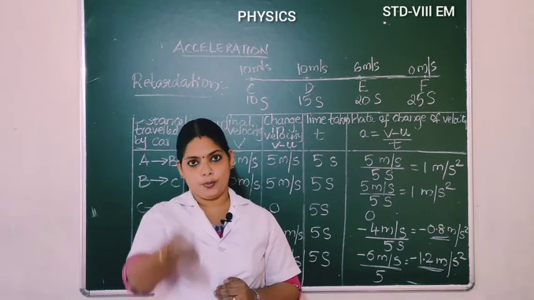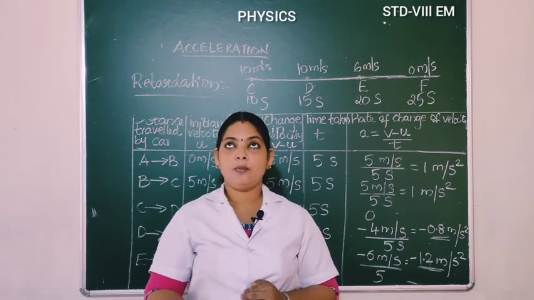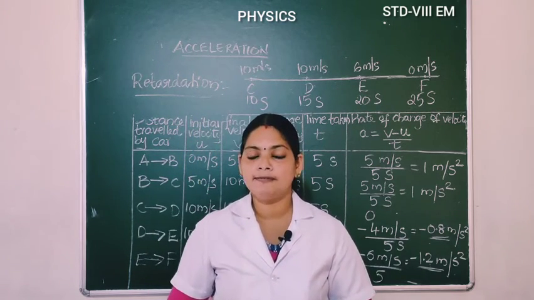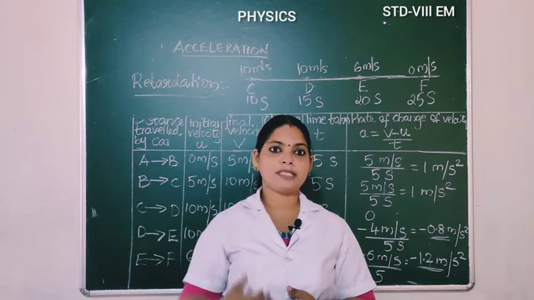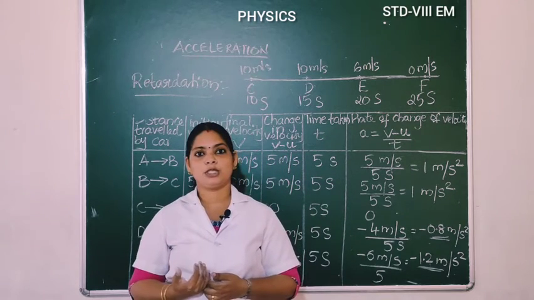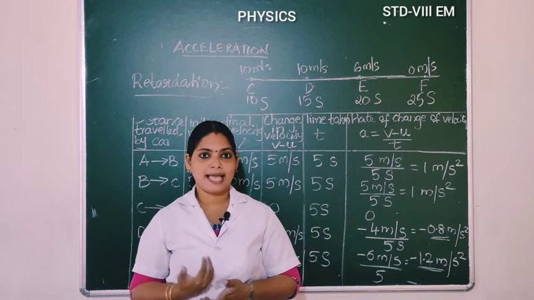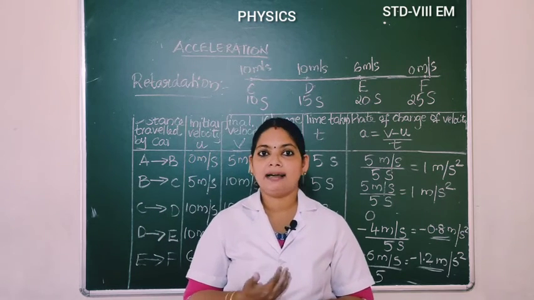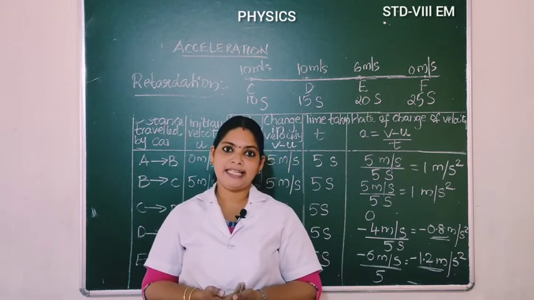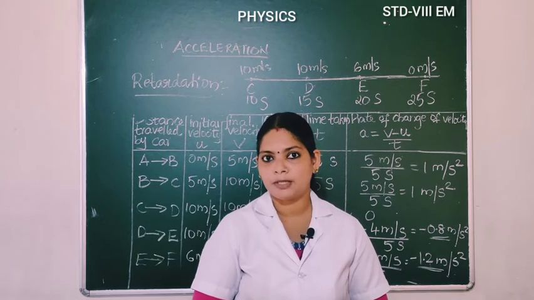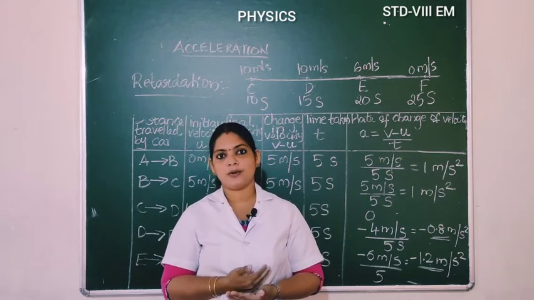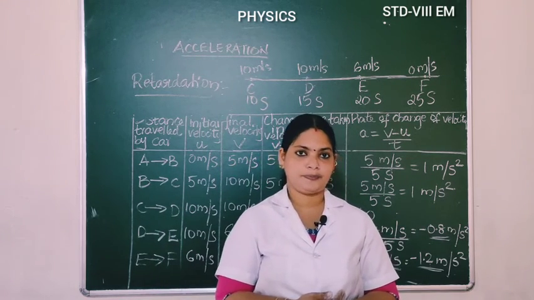The motion of a stone when it is thrown upwards. When it is thrown upwards, its velocity decreases. It is a negative acceleration. When it comes down, its velocity increases. So it is an example for positive acceleration. So what is acceleration? Acceleration is the rate of change of velocity, or it is the change in velocity by time. There are two types of acceleration, that is positive and negative acceleration. Negative acceleration is also known as retardation.